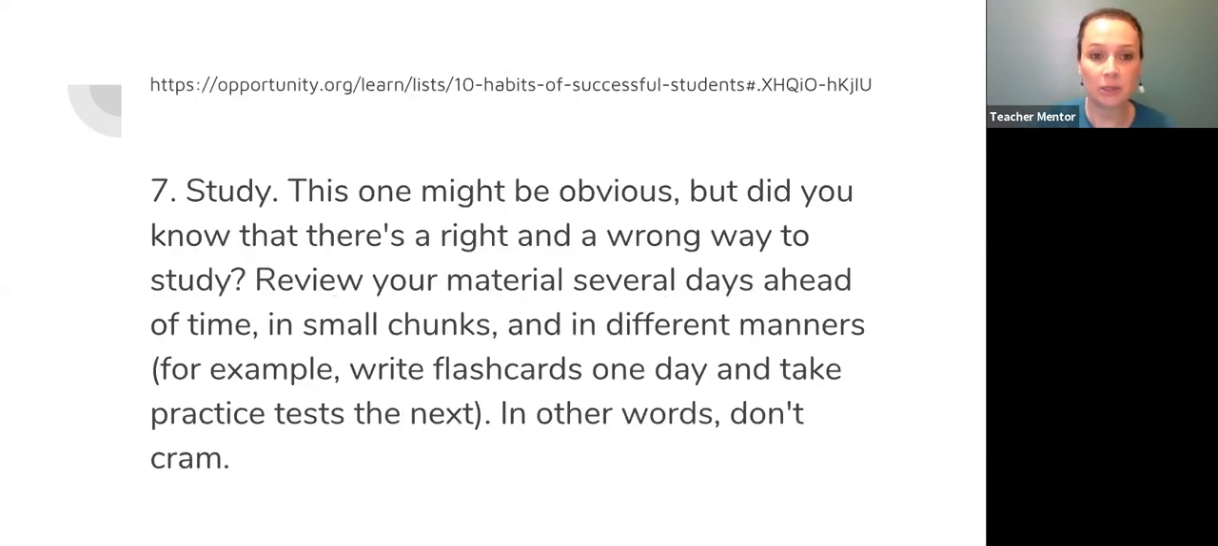Study. Okay, Opportunity International says that this one might be obvious, but did you know that there's a right and wrong way to study? Review your material several days ahead of time in small chunks and in different manners. For example, write flashcards one day, take practice tests the next. In other words, don't cram. Don't reread the whole chapter the night before the test, or all the notes that you took. If you take a page of notes during a day in school, then go home, review that page of notes, okay? So it breaks it up and forces you to learn the material.